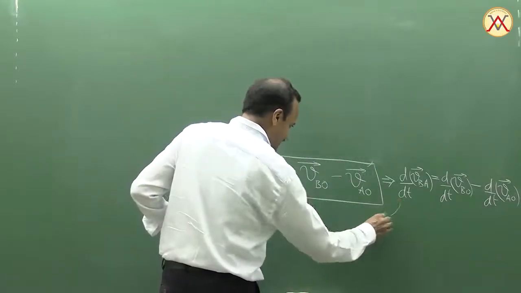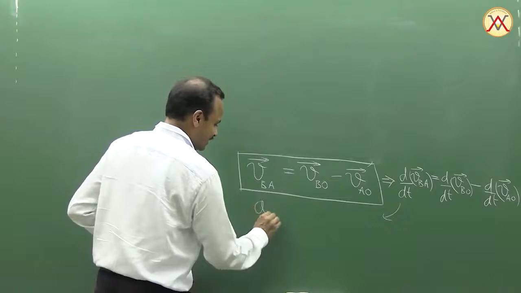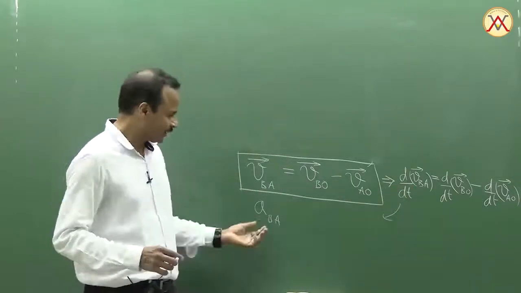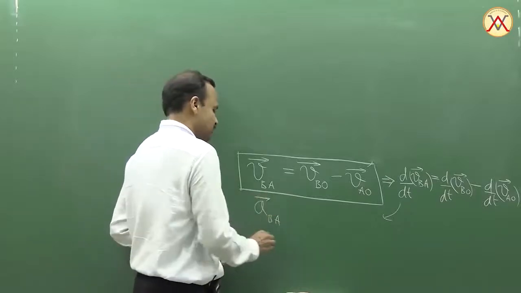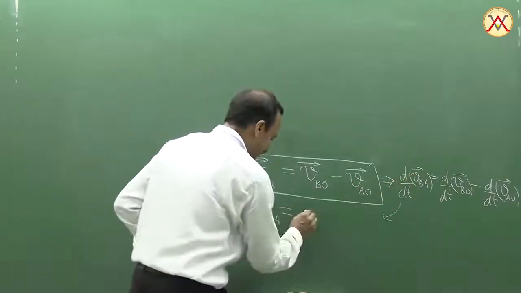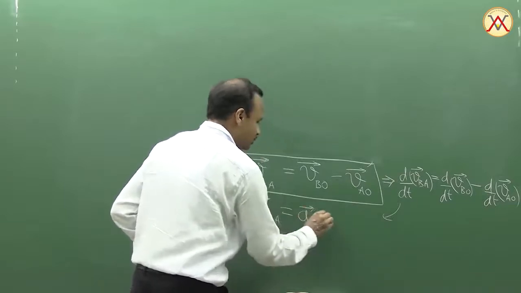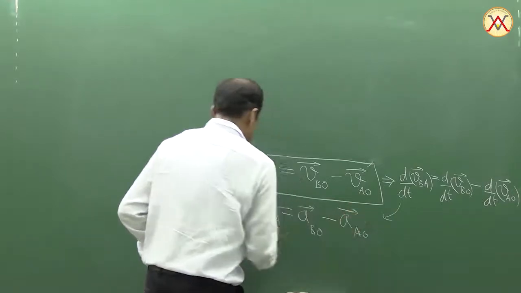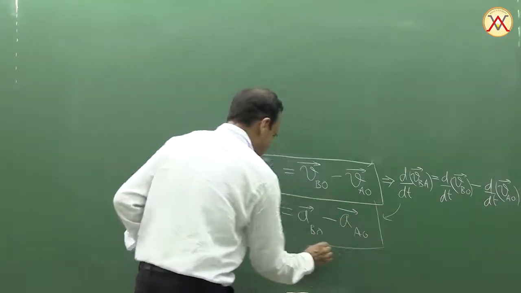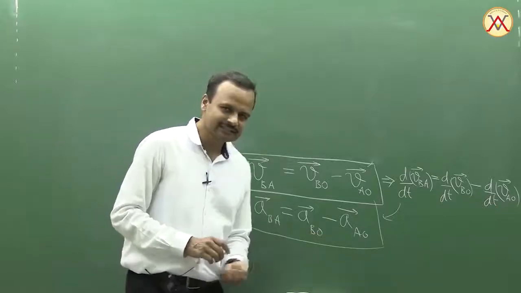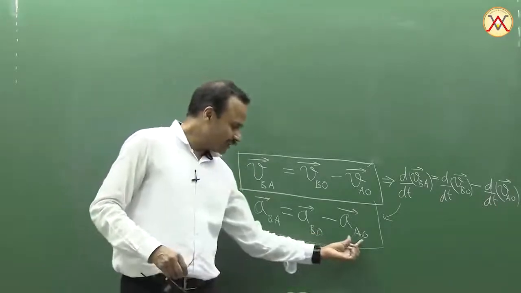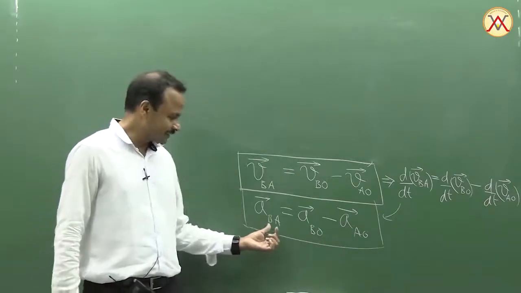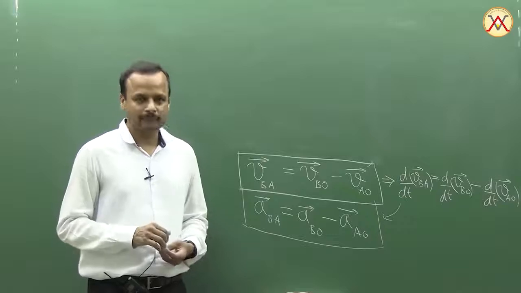So, I can write this then as acceleration of B relative to A. The derivative of relative velocity of B with respect to A, we can call it acceleration of B with respect to A, and I can write this as acceleration of B with respect to O minus the acceleration of A with respect to O. So, we get a very similar relation for the accelerations. These are accelerations of B and A for the ground observer, whereas this is the acceleration of B as seen by A.